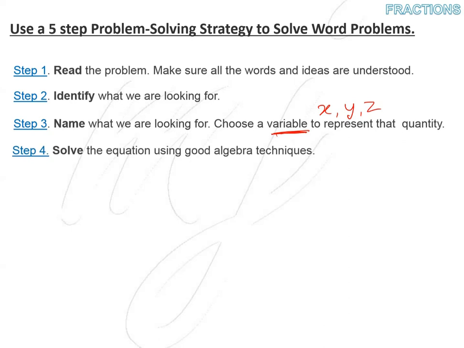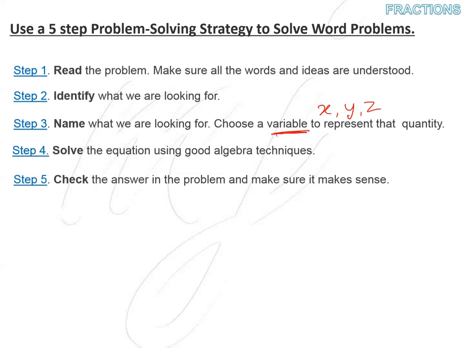Next, we solve that equation. Whatever we write down, we will try to solve it. And then we will check the answer and make sure it makes sense. Sometimes we can put the answer in the question and see whether the answer is correct. So we will try to do that wherever possible. Okay. Now let us start with some word problems.